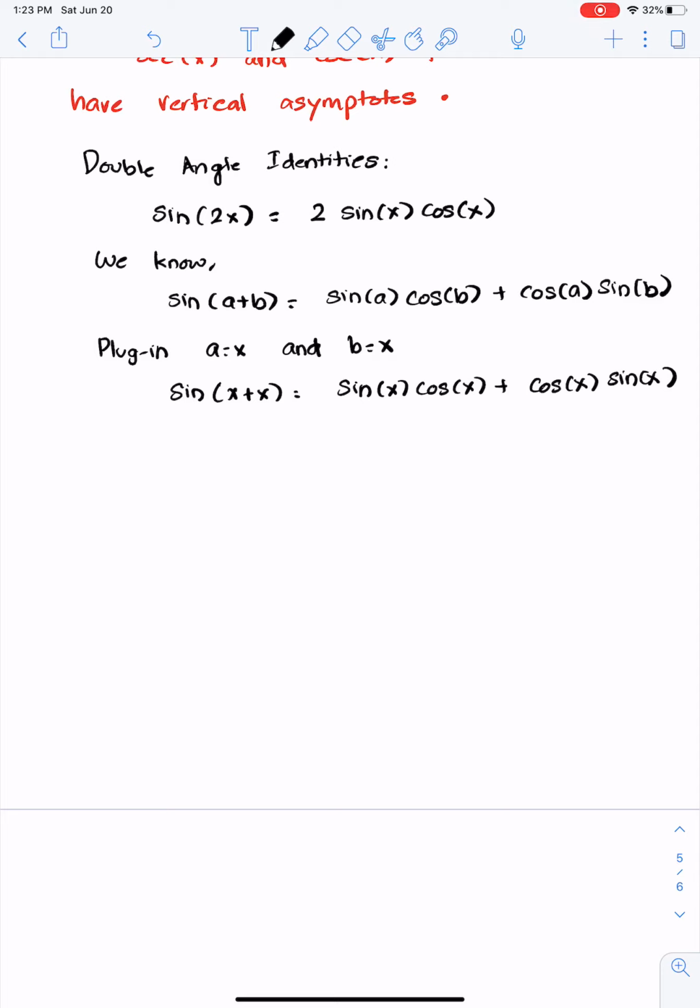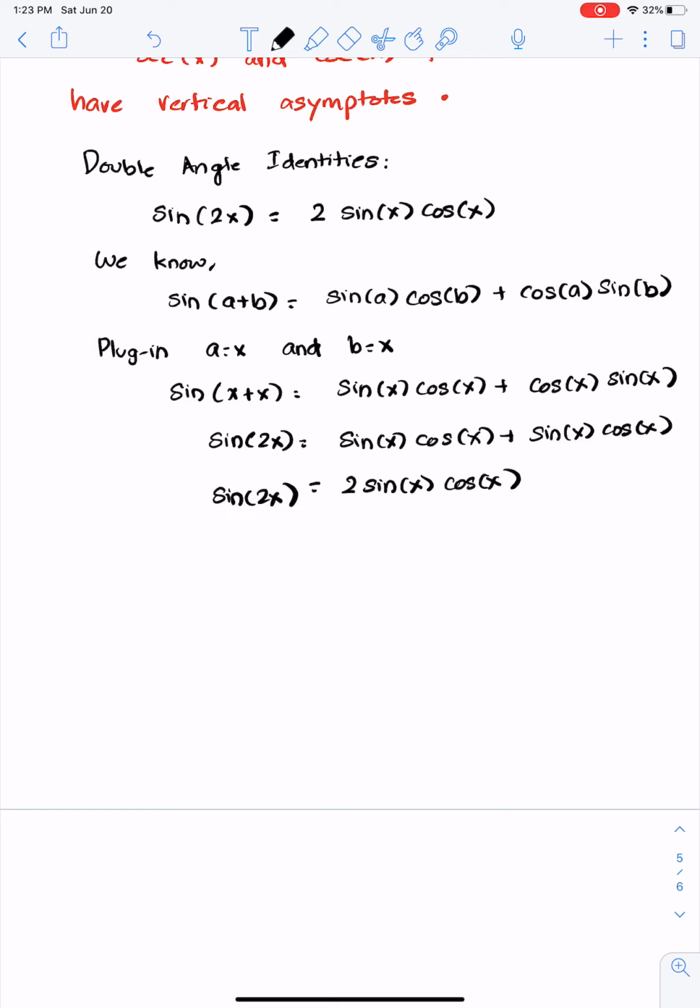X plus x is 2x. So sine 2x would equal sine x cosine x. Well, the two terms are identical, so if you add them together, we have 2 times sine x cosine x, which is sine 2x. So it checks out.